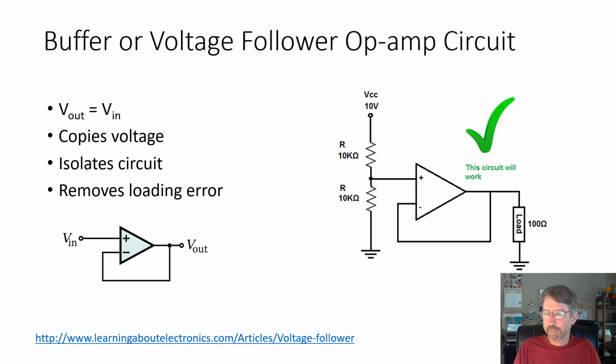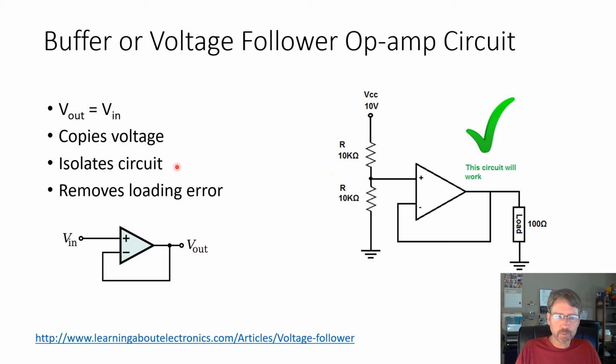The last circuit that is commonly used in instrumentation is the buffer circuit or the voltage follower. It's very simple. It just has one feedback, no resistors. Just connect the output to the inverting input and connect V in to the non-inverting. So it's kind of a special case of the non-inverting. But we have V out equals V in. So it copies the voltage. So it seems kind of useless because we've got V in here. We could just wire it up and get V out.